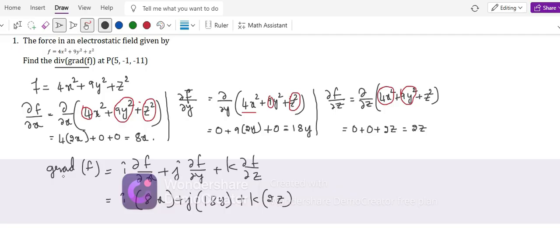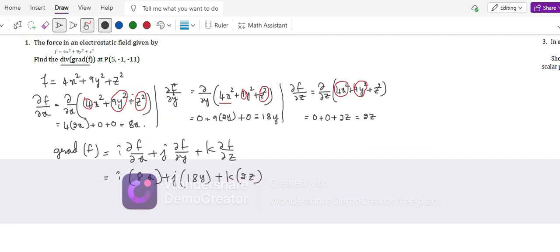Right? And we need to calculate the divergence of this. Okay, so let us calculate the divergence of this. Let me call the gradient of F as capital F. The divergence of the gradient of F, the gradient of F is capital F here. It's a vector, right? It's nothing but the dot product of grad and F.